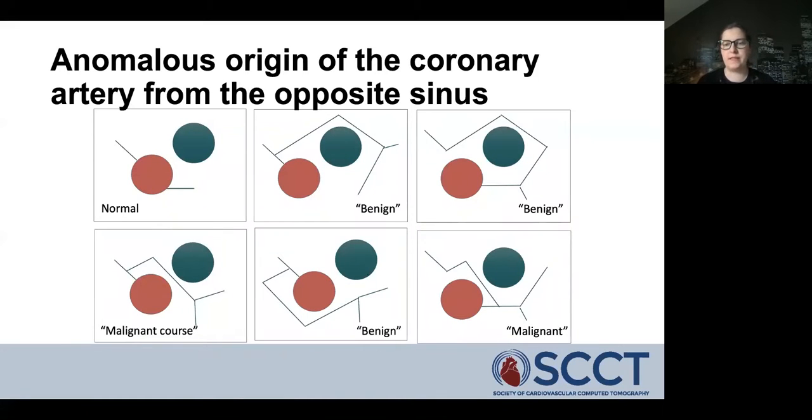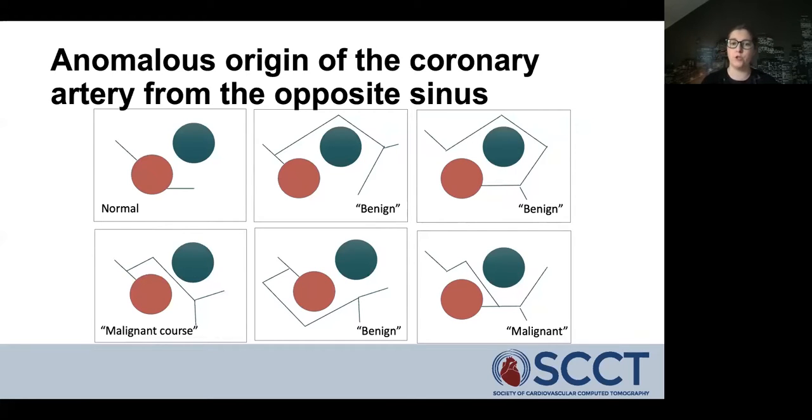And this is the one that always comes up in exams that people always worry about: vessels arising from other vessels, anomalous coronary arteries. Most of the time, this doesn't have any clinical implication whatsoever, but sometimes it can be very important, particularly in young people, and it can be the cause of sudden cardiac death.